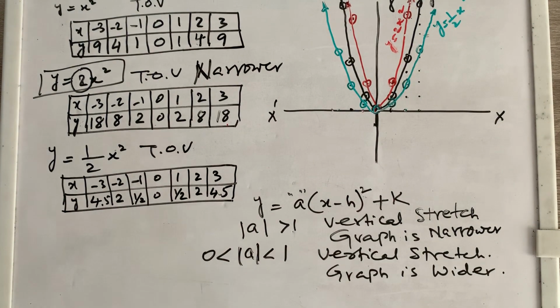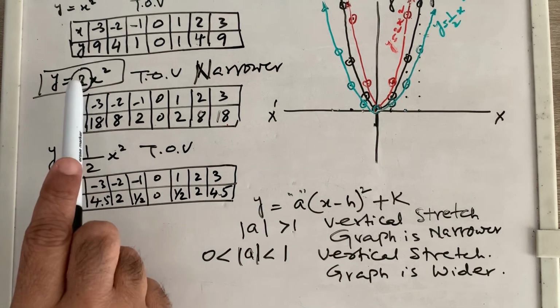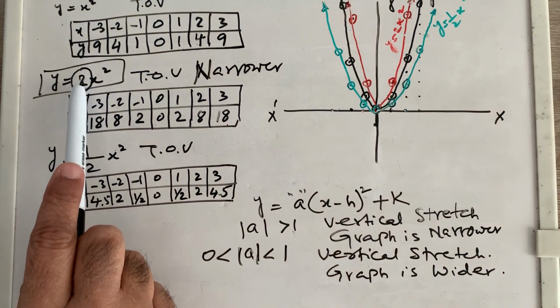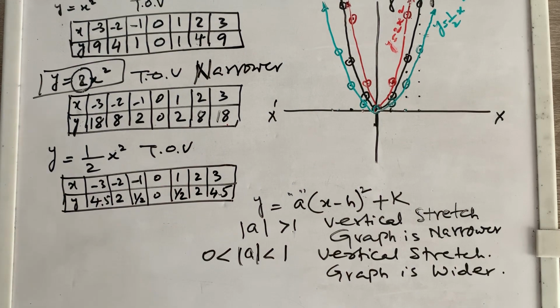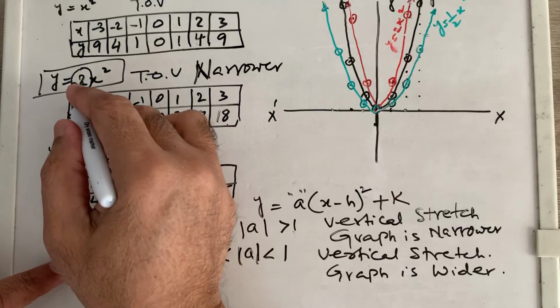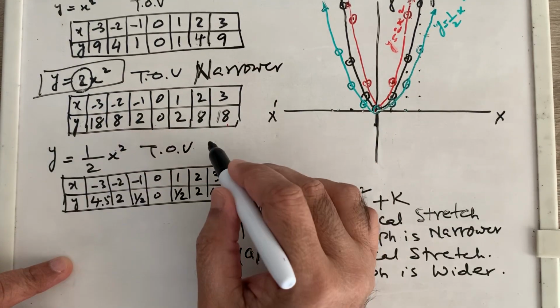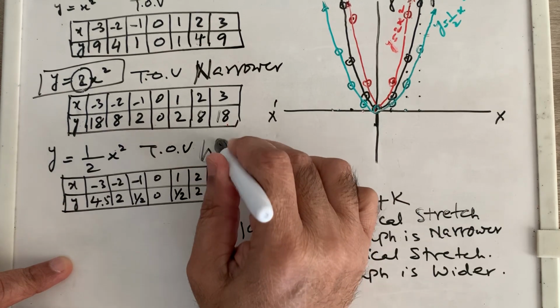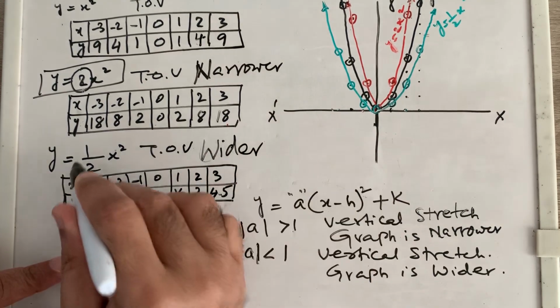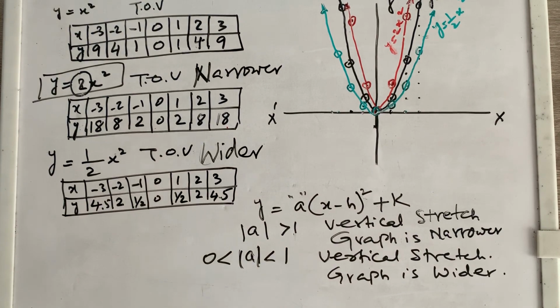If value of a is in between 0 and 1, vertical stretch by that amount means half the values. Here twice the values. Vertical stretch factor is 2, right? Vertical stretch factor is half, right? So if the value is 2, the graph is narrower, right? By what amount? By 2. And here it will be wider. By what amount? By half, right? So the value of a determines how much, right?